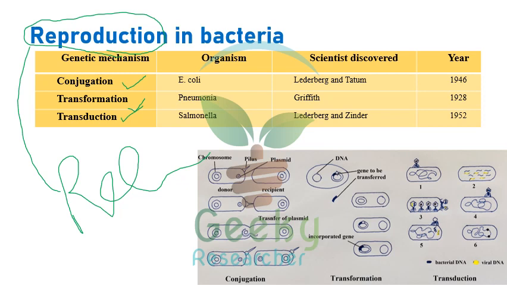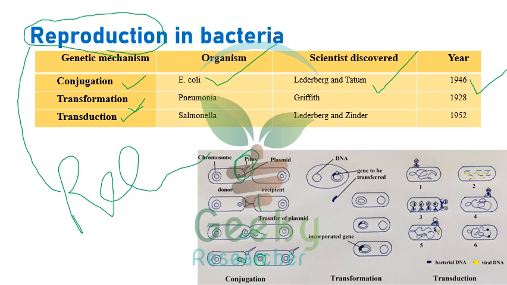Conjugation means a pilus is developed by a donor bacterium and connected to a recipient bacterium, where genetic material is exchanged from donor to recipient. After transfer of genetic material, even the recipient bacterium starts to behave like a donor. Very simple: transfer of genetic material from one bacterium to another through a pilus is called conjugation. Conjugation was first reported in Escherichia coli, discovered by Lederberg and Tatum in 1946. Everything is very important here: the organism, the scientist involved, and even the year.